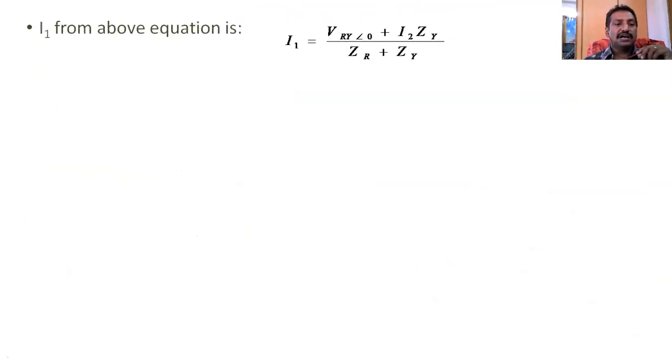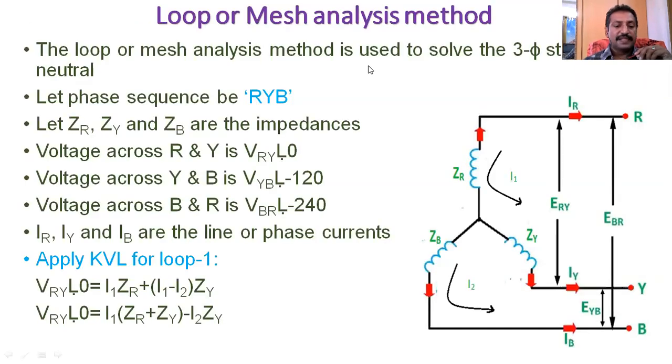Okay, fine. Then apply the loop. You want to calculate I1 from that. I1 is equal to VRY at an angle 0 plus I2 into ZY by ZR plus ZY. See here, back. So here we convert this. I want to calculate I1. This term is transferred to the left side.